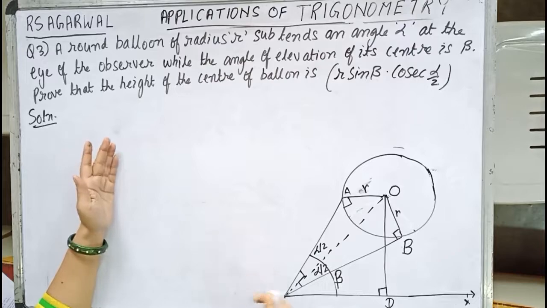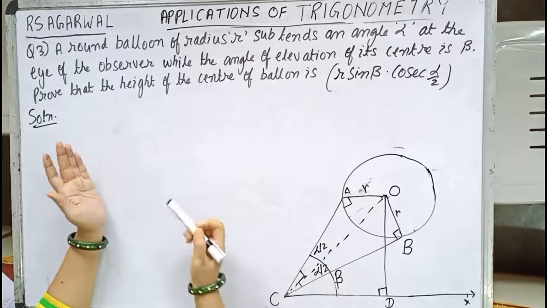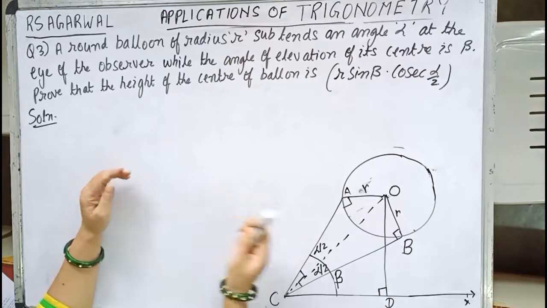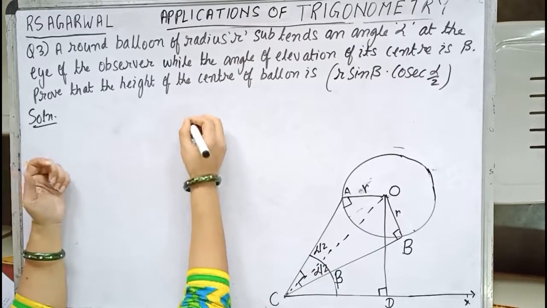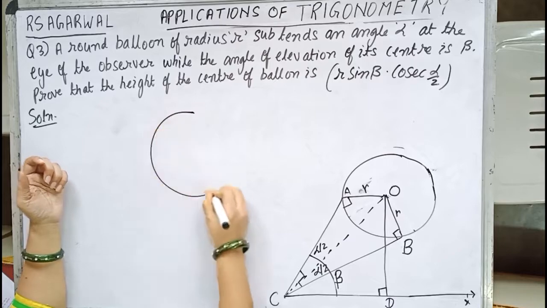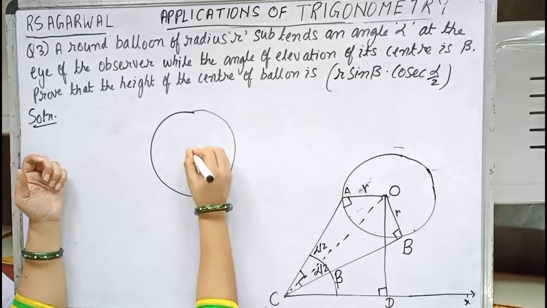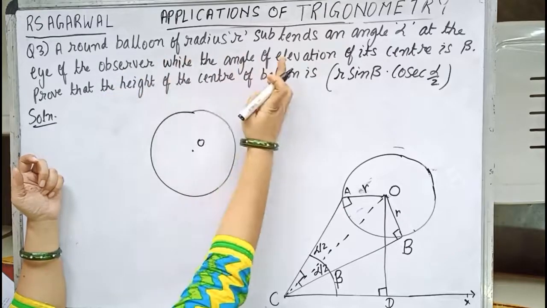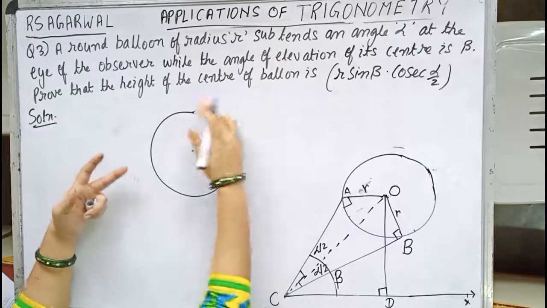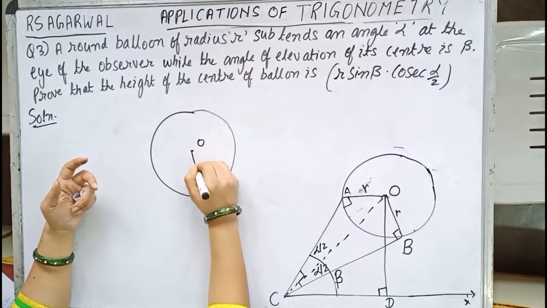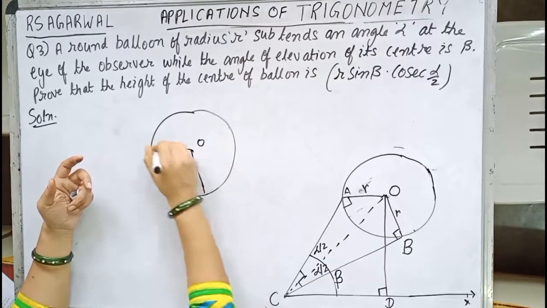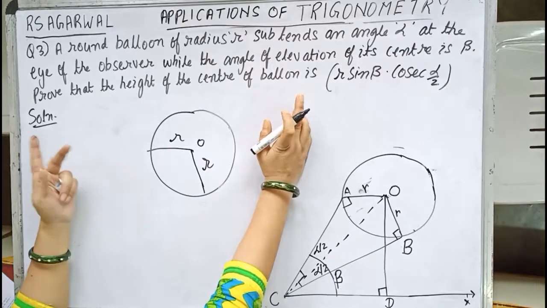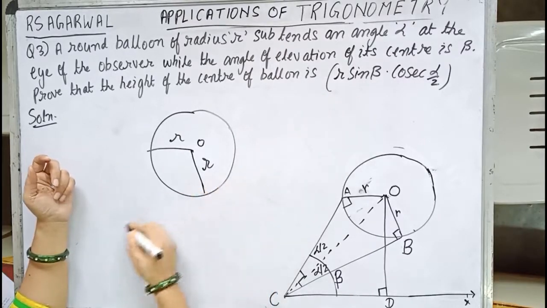So before solving, I have drawn the figure over here, but even then I am again drawing the figure for your sake to explain it. Suppose this is the circle and O is the center of the circle. A round balloon of radius r. So this is the round balloon and its radius is r. Now this balloon is subtending an angle alpha at the eye of the observer.